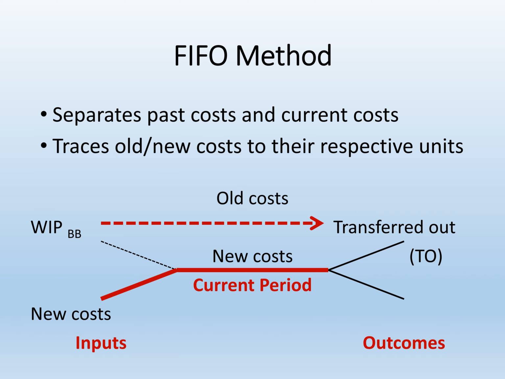During the period, the department incurs new materials, labor, and overhead costs. Some of those new costs are used to complete the work in process beginning balance, and some of those costs are used to make units that are started and completed in the period. So the work in process ending balance only contains new costs.